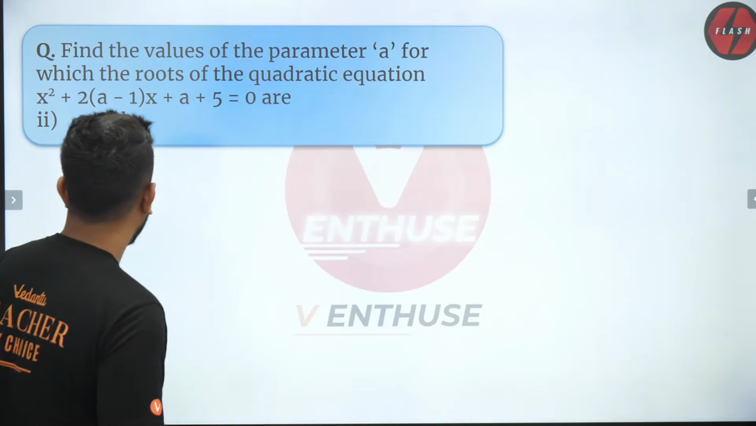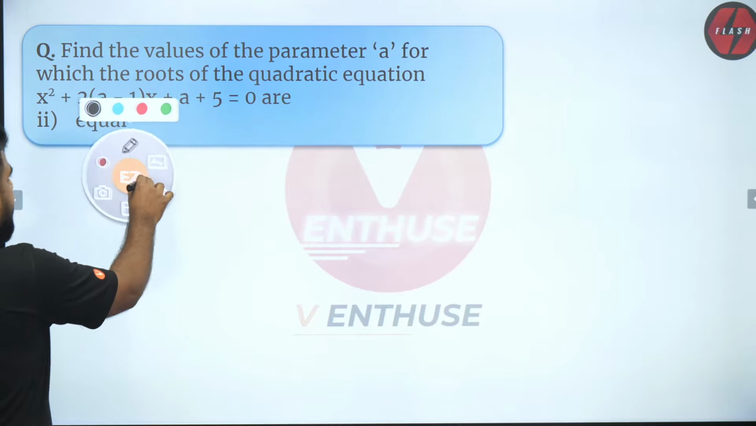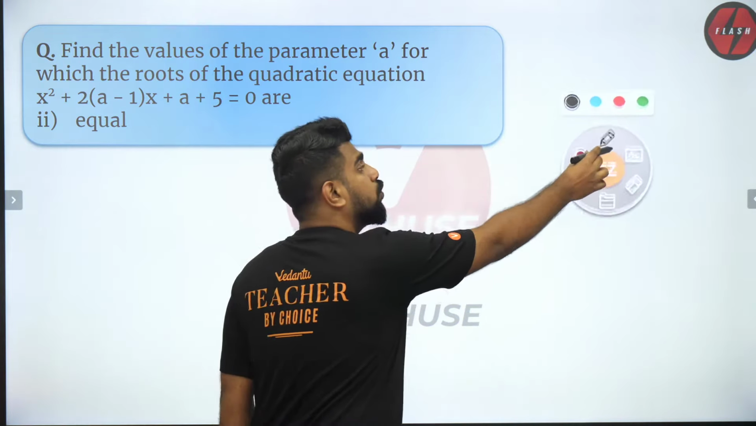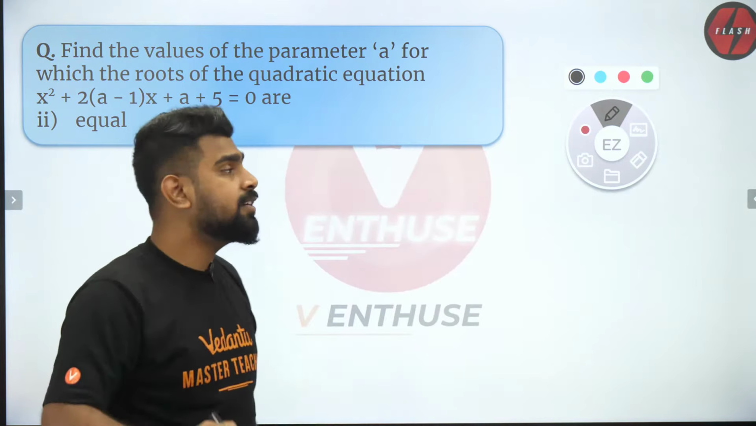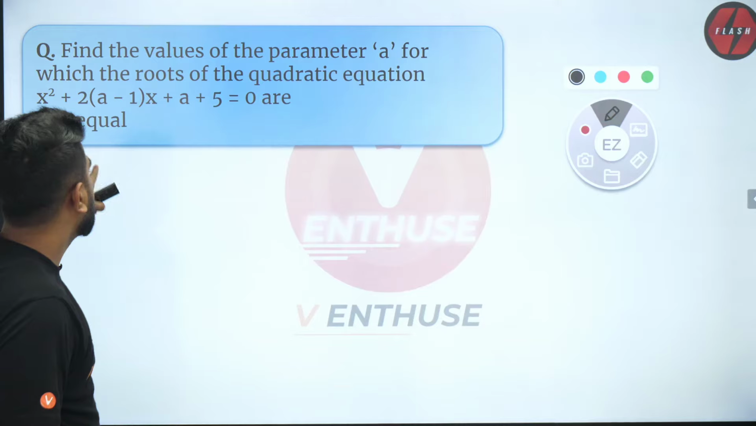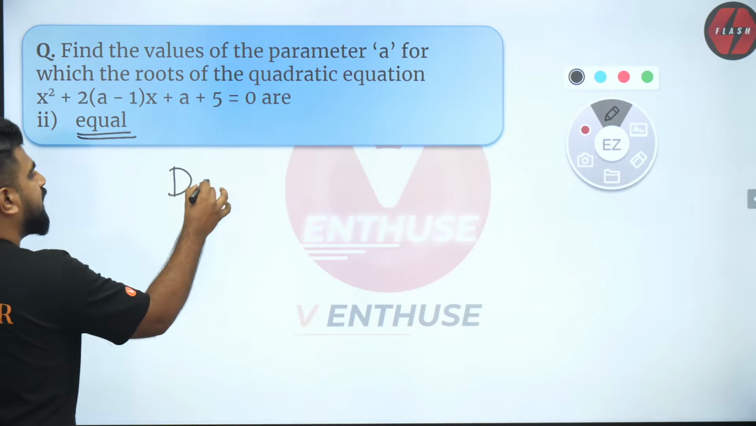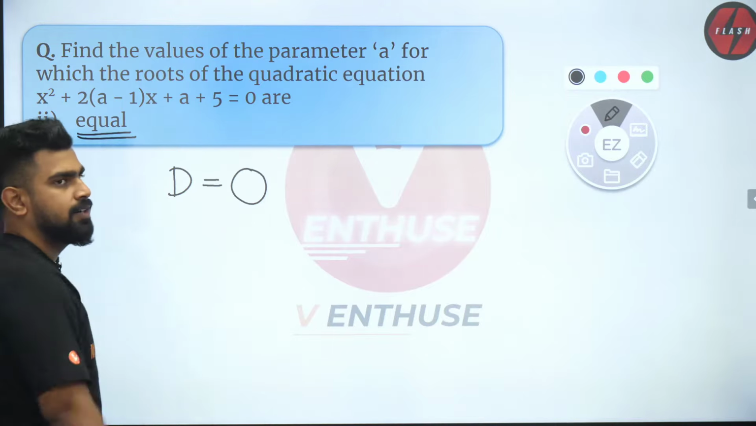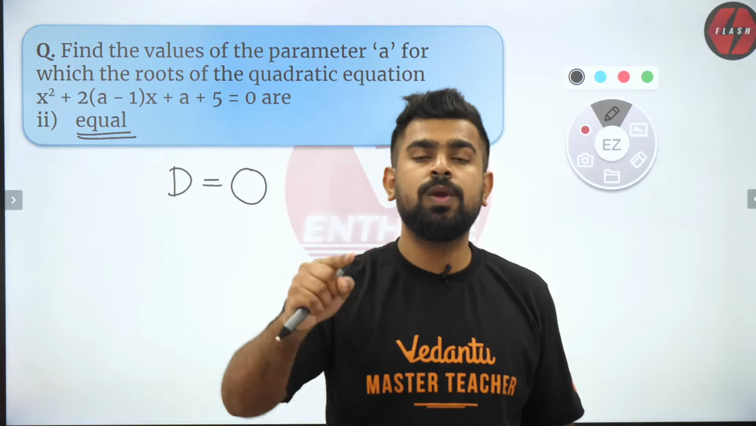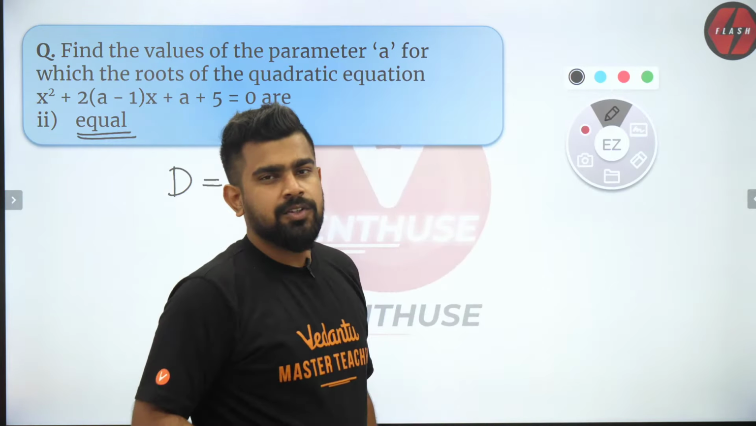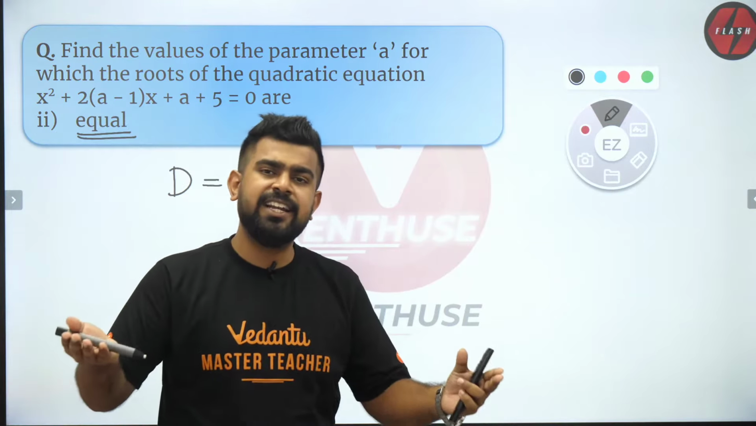So now the second question is, we need to find the condition on a such that the roots of this quadratic equation are real and equal. Okay, so what is the condition for equal roots? The condition is my discriminant should be 0. Only then my roots will be equal. Got it? So that is also coming from the basics of quadratic equations we studied in nature of roots.